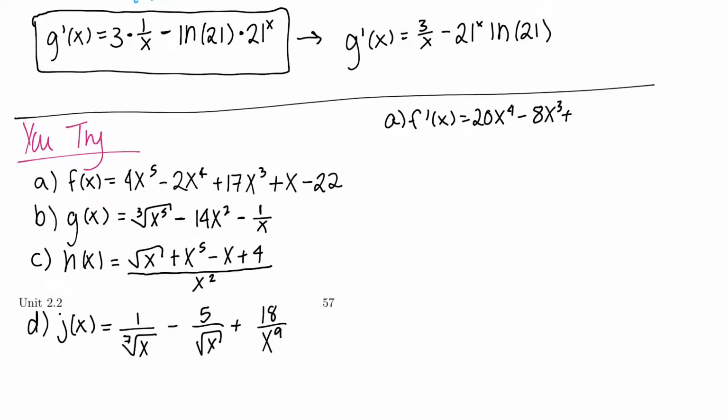So maybe I'll do this. Here I'm recording now. 17 times 3 in my head is not happening right now. 51. 51x squared. Plus the derivative of x is just 1, and then the derivative of 22 is 0. So that'll be our first derivative.